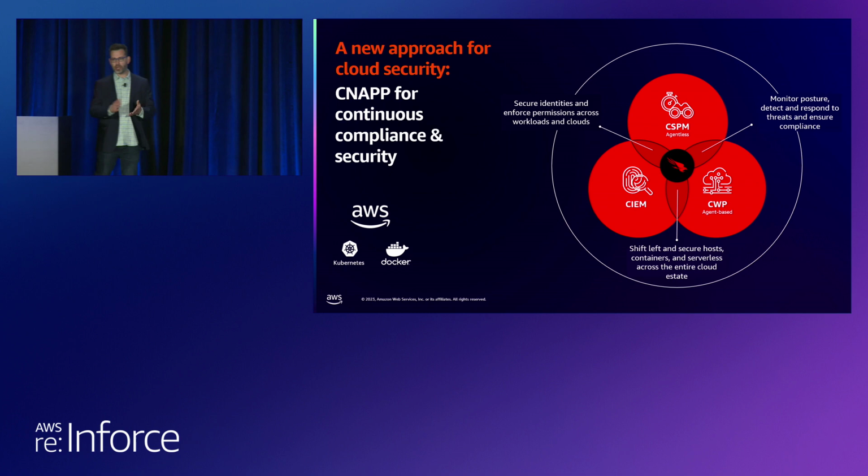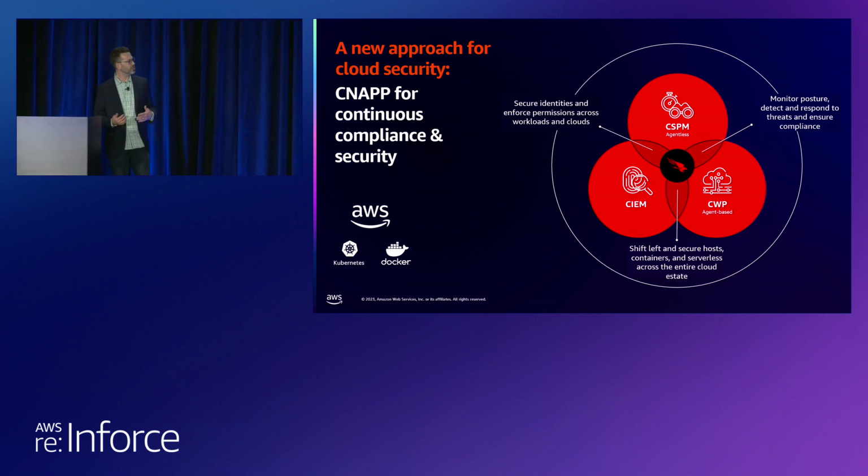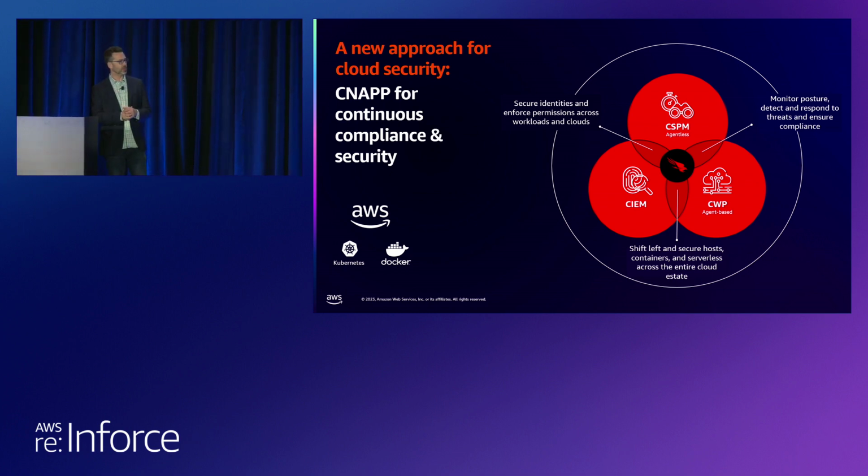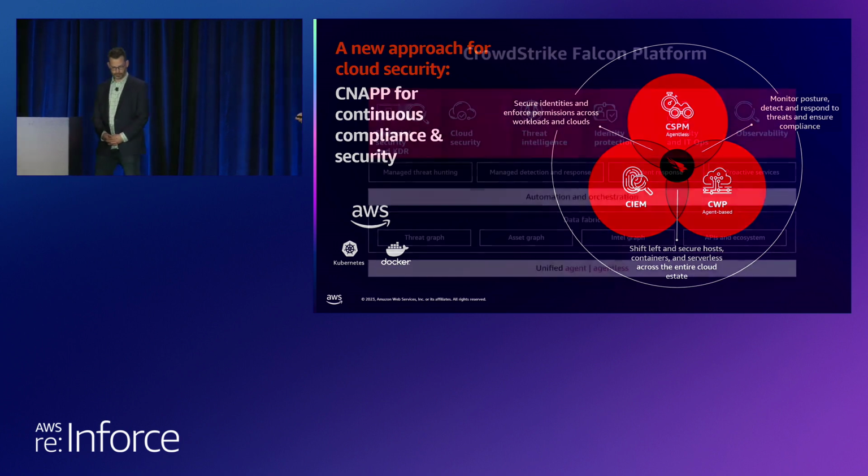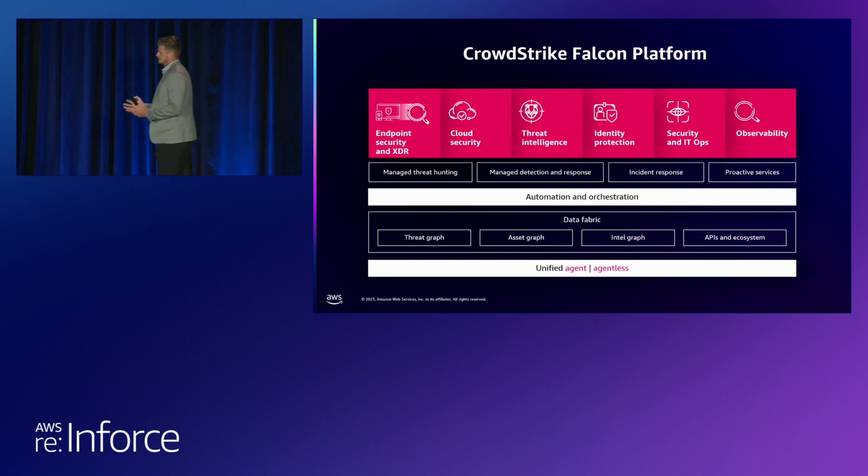Just to point out the CIEM functionality. Yeah. And that helps you with your least privilege. It's not necessarily easy. It takes additional effort to identify what a good least privilege policy is. CIEM will help you do that. And the container image scanning, again, is part of Falcon Cloud Security and part of our shift left strategy.